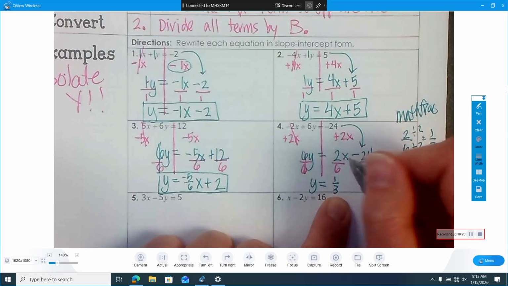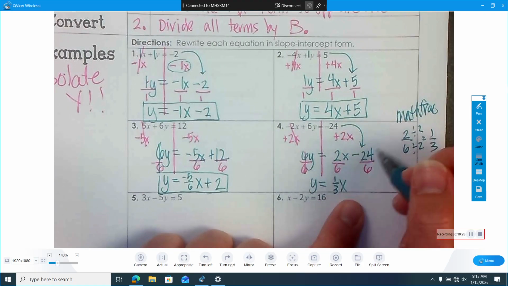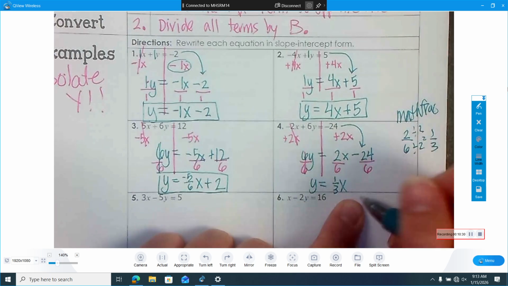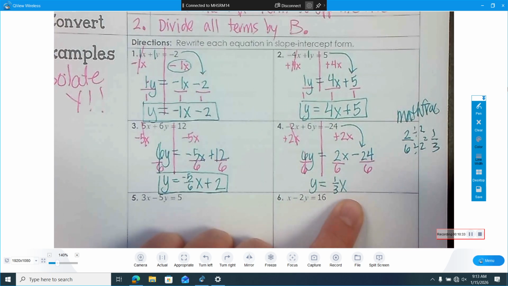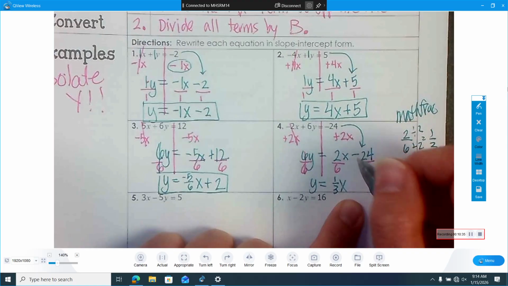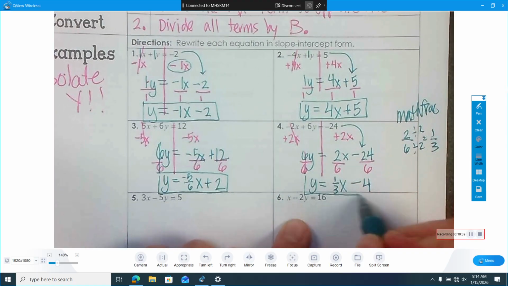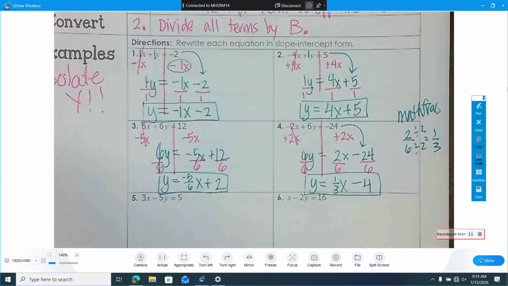But we get 1/3 times the x, and then what's 24 over 6? 24 divided by 6? Negative 4, good, there's a negative. 24 divided by 6 is 4. So we get 1/3 x and a -4.